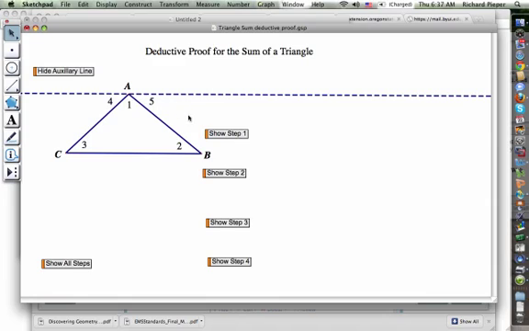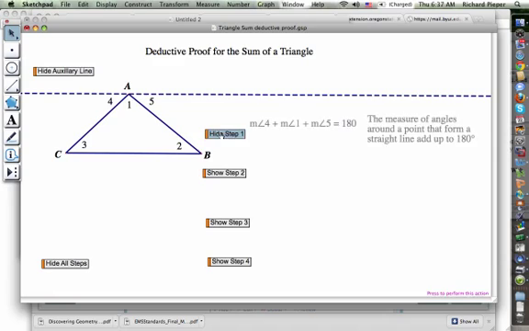So what we're going to do now is we're going to say that the measure of angle 4 plus the measure of angle 1 plus the measure of angle 5 is equal to 180. And that's easy to see because you can see around this point these three angles add up to a straight line. That makes them be equal to 180 because 360 is the full circle. Okay, so we'll say that.